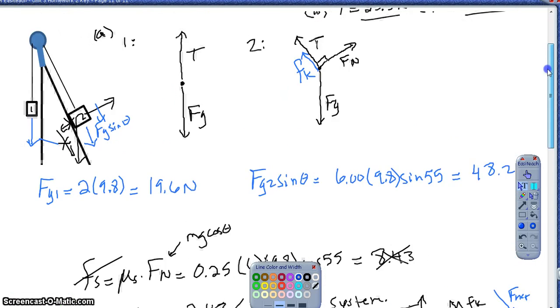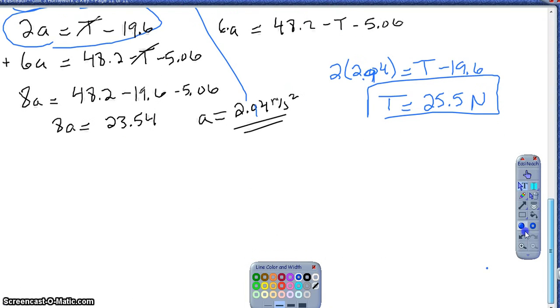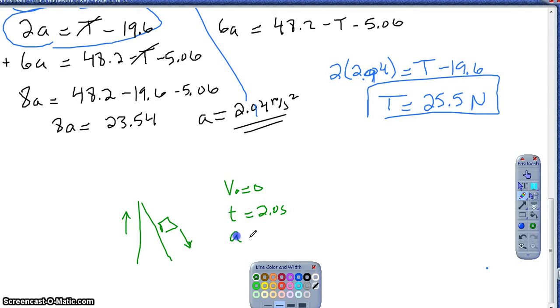Part C asks me, what is the speed of the object after 2 seconds? Well, that's just going back to kinematics, right? We know that both blocks are moving with the exact same acceleration. This one's accelerating down the ramp at 2.94 meters per second squared, and this one's accelerating upward at 2.94 meters per second squared. Both of them started at rest, and both have been traveling for 2 seconds. So this really is just a simple kinematics equation for part C.